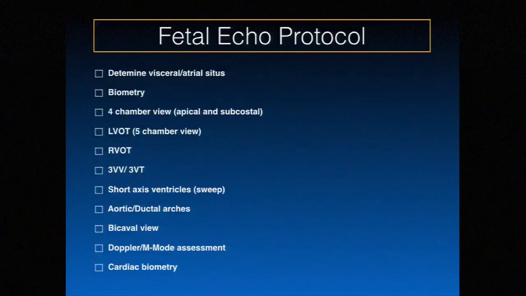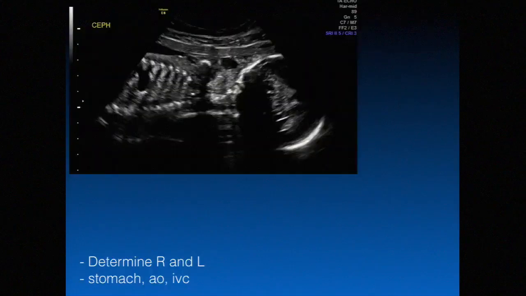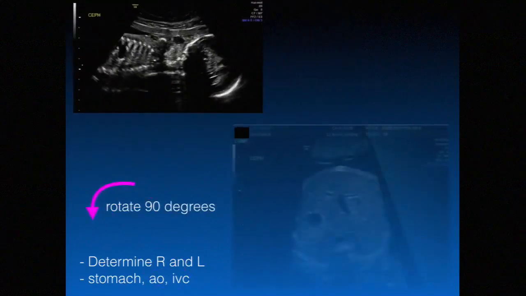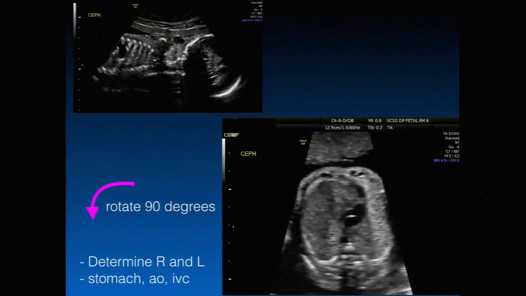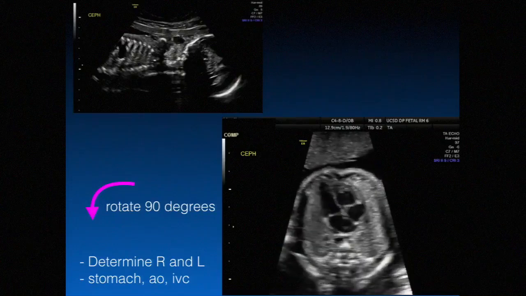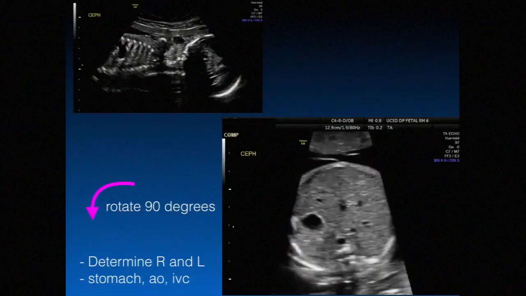So I'm just going to get right into the protocol because I do have a lot of information to go over. Just like I mentioned, when I start scanning, the first thing that I always do is check for situs. Obviously, if you know that your situs is correct, then you can go ahead and go on from there and start to review the heart in detail. So we do it by taking a sagittal image of the fetus, documenting presentation, and then turning 90 degrees to first demonstrate the stomach, aorta, and IVC, and then sweeping up to the heart to show that it's all correct on the left side.